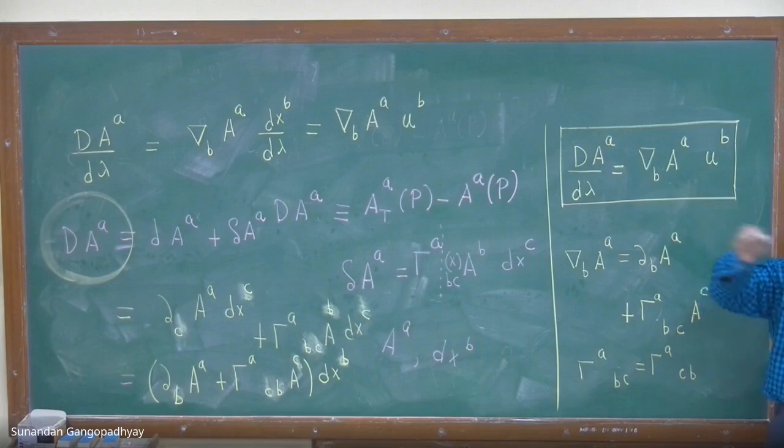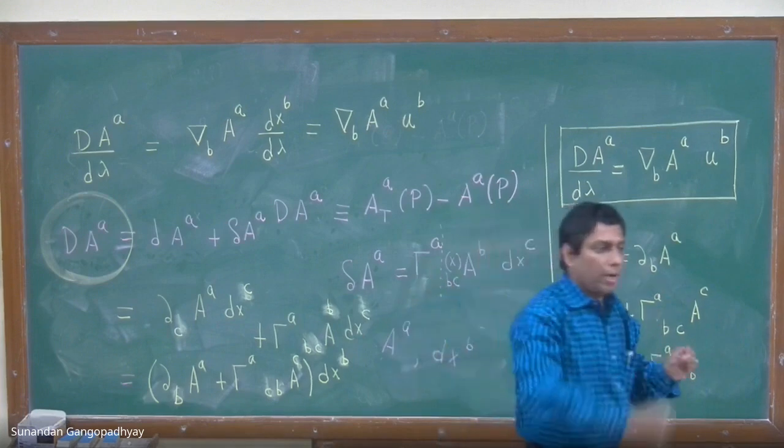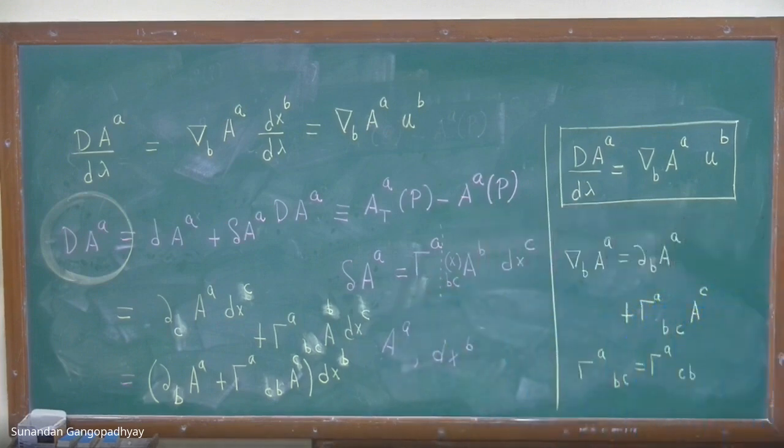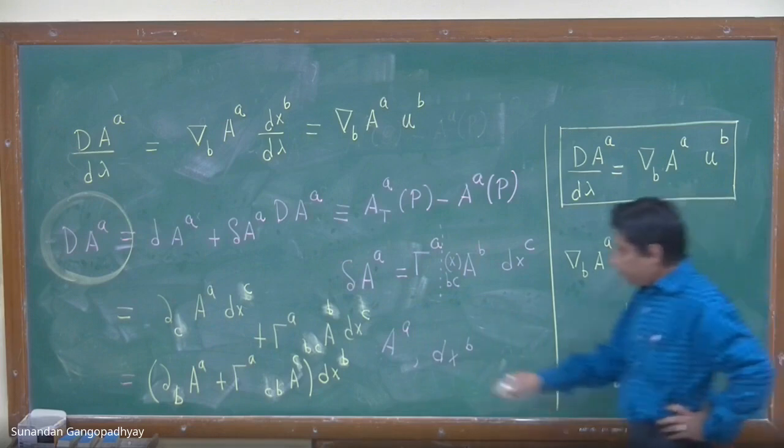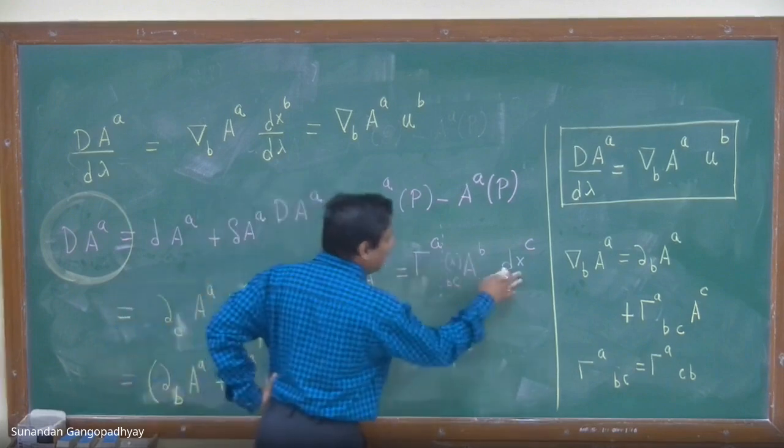How can you do differential calculus? How can you differentiate between two vectors? The physical idea was that two vectors are defined at two different points. You bring one of the vectors to this point by transporting it, and you put in a rule that this extra part, which transforms as a non-tensor, is linear in A^B and dx^C.